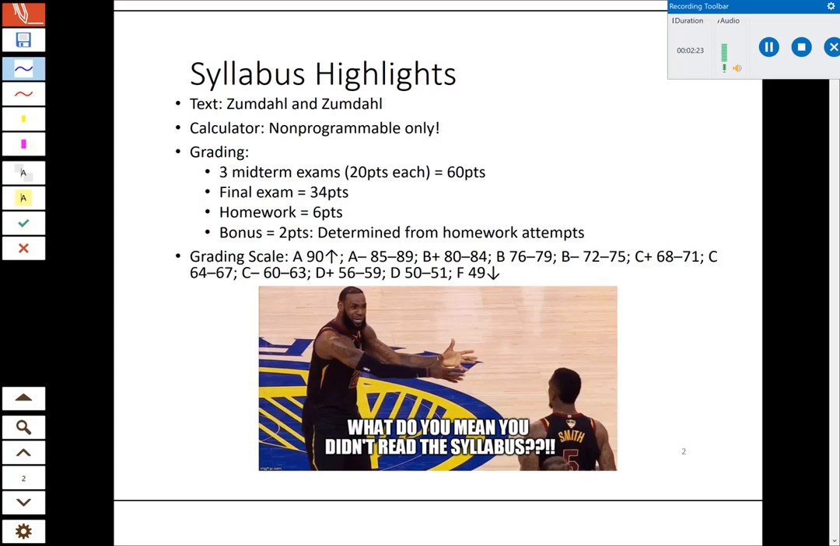Another thing that's good to get out of the way is the calculator requirements for this course. You can only use a non-programmable calculator. Most people use scientific calculators, like the TI-30 series is a very popular one. There's many varieties of those that work well.